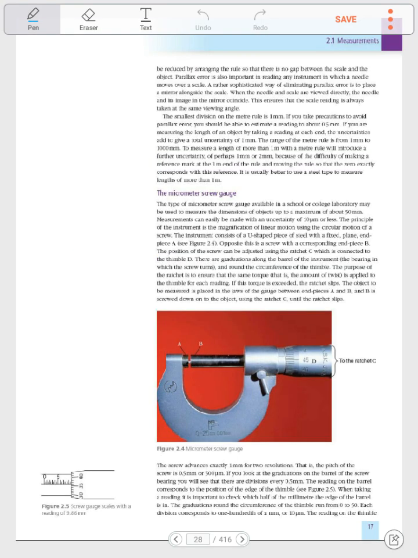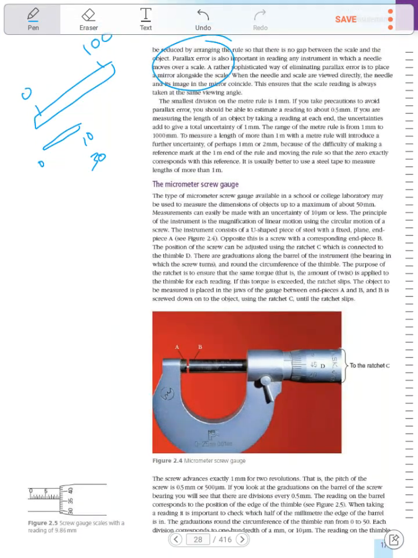Now, we have a meter rule which consists of 100 centimeters. We have a ruler which is from 0 to maybe 10, 15, or 30 centimeters. Not all the rulers are the same. You have to avoid parallax error in all these rulers or meter rules. To measure smaller things, you have to use the micrometer.